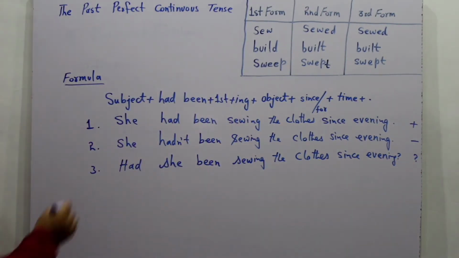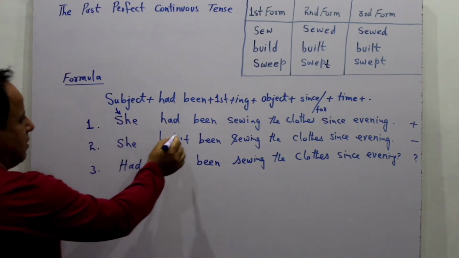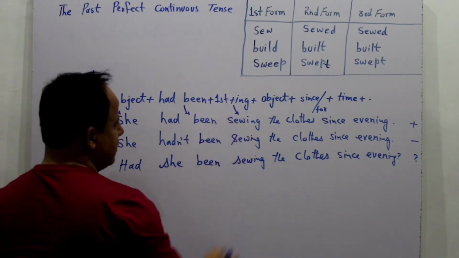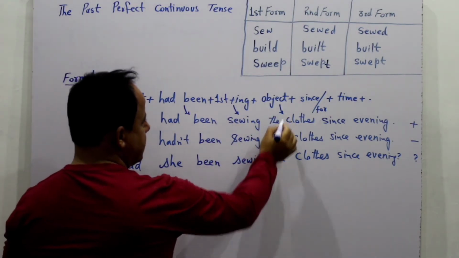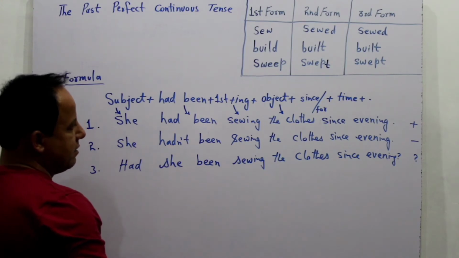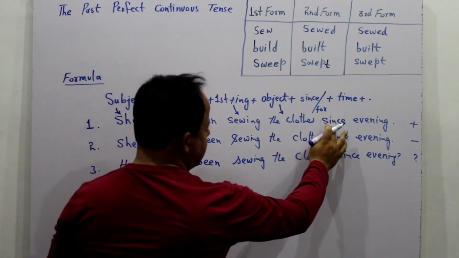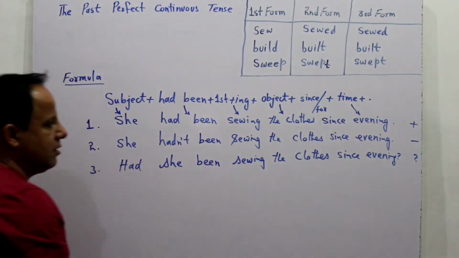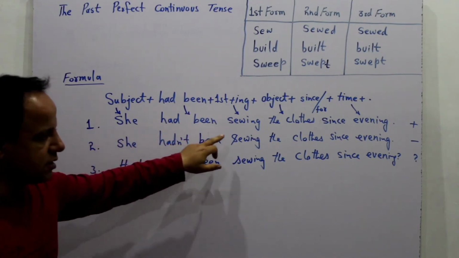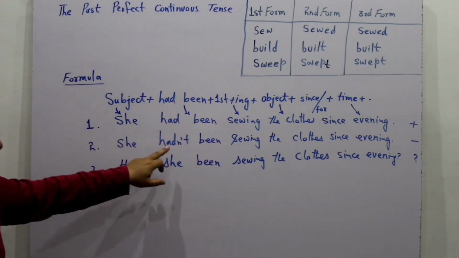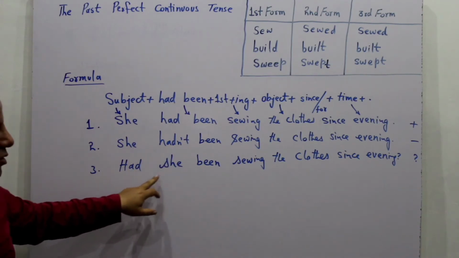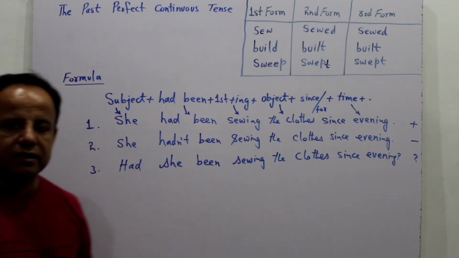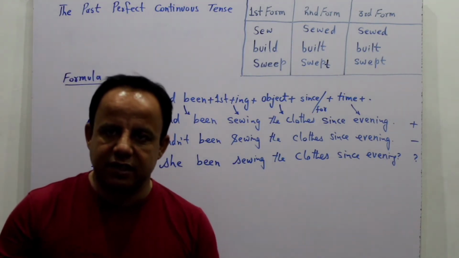Here she is our subject, had been is our helping verb, and sewing is our first form plus ing. The clothes is the object, and since evening is the adverb of time. This is a prepositional phrase: since is the preposition and evening is called the adverb of time. She had been sewing the clothes since evening. She hadn't been sewing the clothes since evening. Had she been sewing the clothes since evening? Now these are sentences which will make you understand that this is called the past perfect continuous tense.